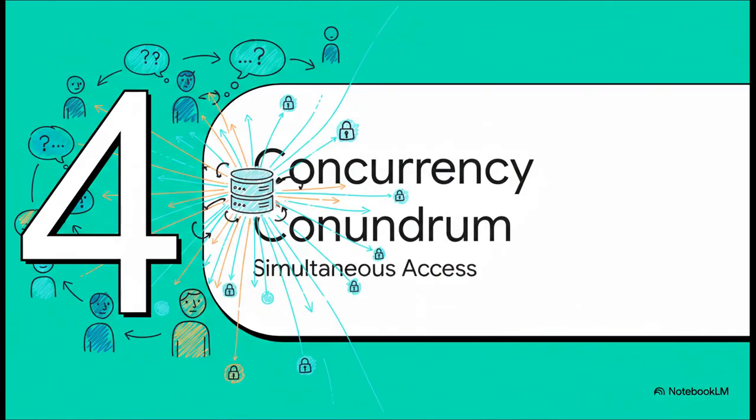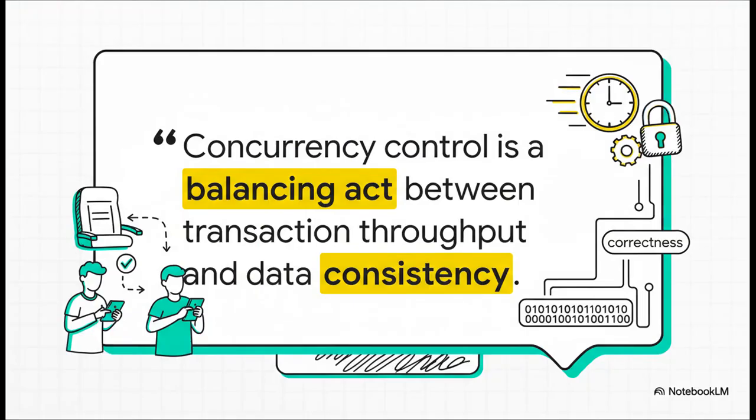So as these databases became the heart of every business, a massive new problem popped up. What happens when thousands of people or thousands of programs are all trying to read and write to the exact same data at the exact same time? This quote just nails it. It's a balancing act. Think about it. Two people are trying to book the very last seat on an airplane at the exact same millisecond. The system has to be fast, right? But it also absolutely, positively cannot sell that same seat twice. It's a constant fight between speed and getting it right.